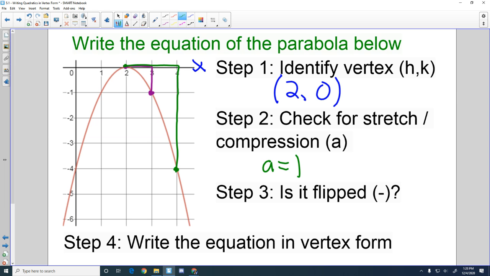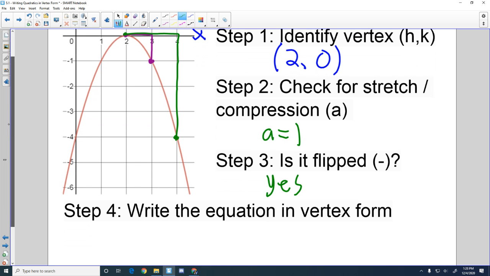Step 3, though, is it's flipped. Is this parabola open upwards or downwards? Downwards. And is downwards positive or negative? Negative. So yes, it's flipped, meaning we're just going to have a negative sign in front of it.